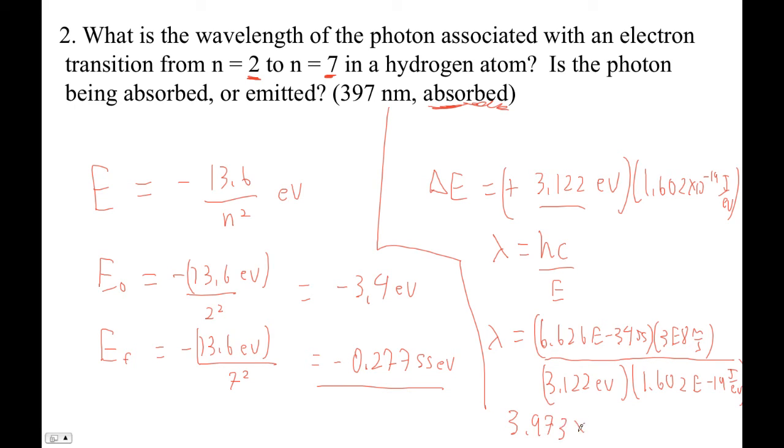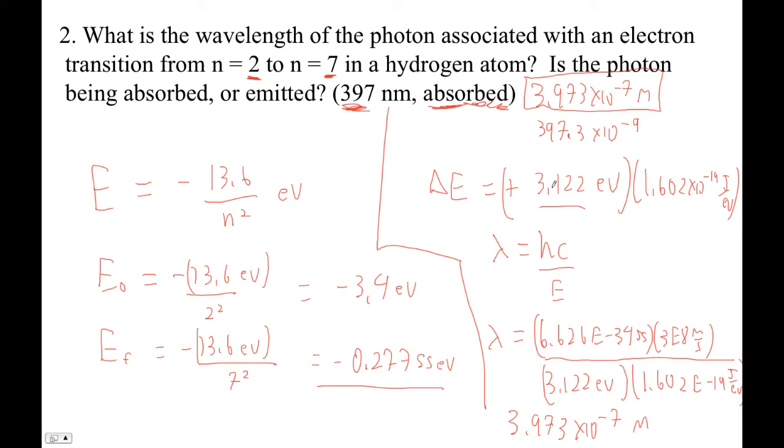And I get 3.973 times 10 to the minus 7th meters. I could move this over and go 397.3 times 10 to the minus 9th, and then that would be nanometers. It's fine to just leave it like this.